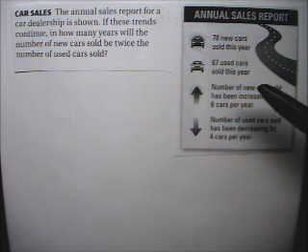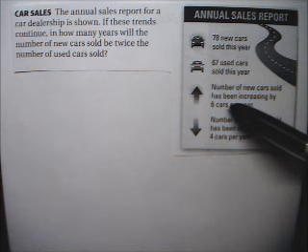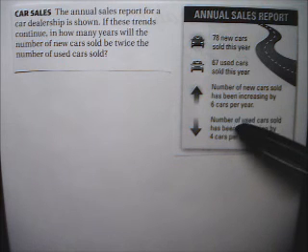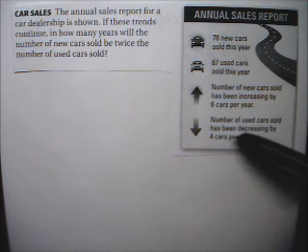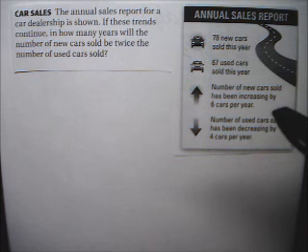So to figure out the new cars sold, you'll be adding 6 times the number of years. And to figure out the used cars, you'll be subtracting 4 times the number of years.